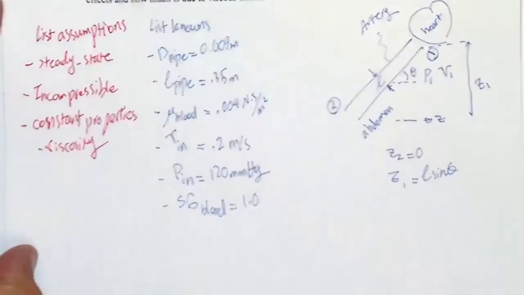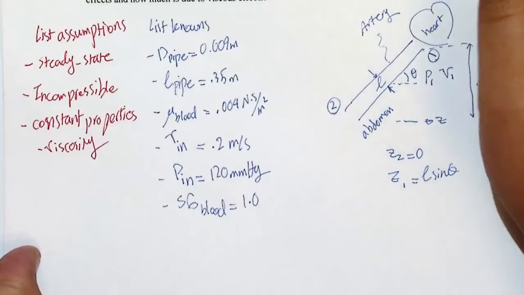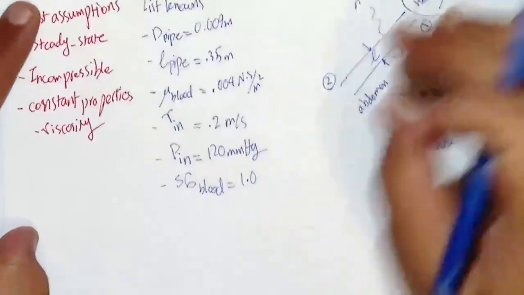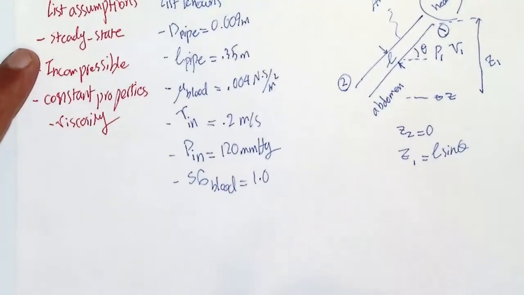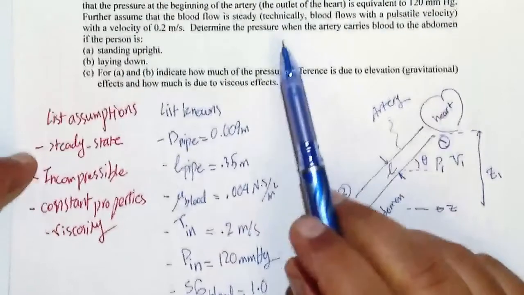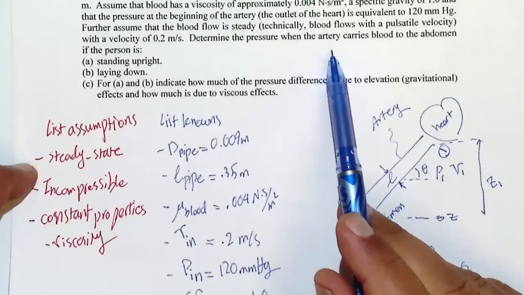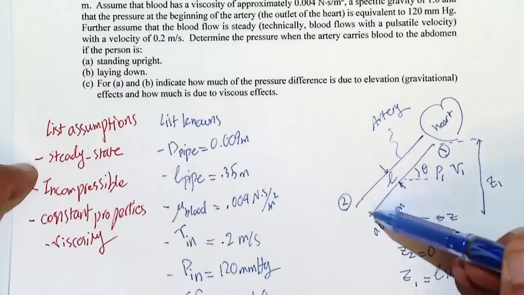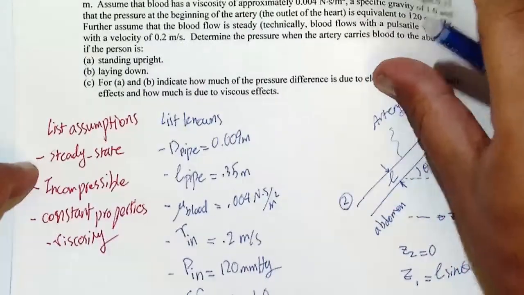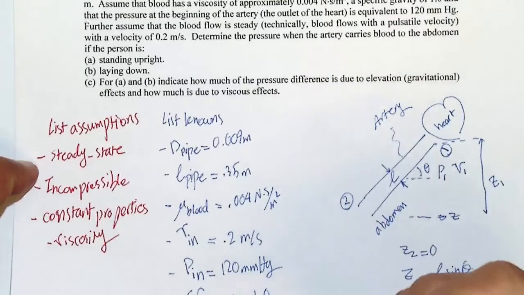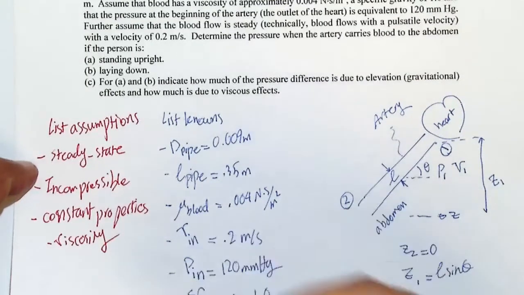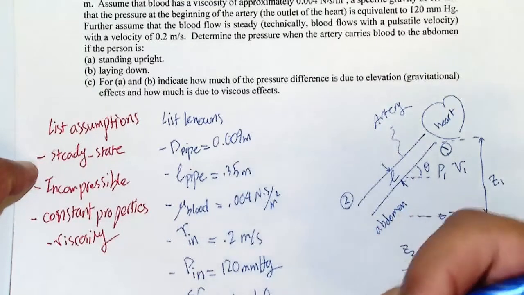What else? The P, D, V, and yes, these are all given information, right? But what is asked? It asks you to determine the pressure when the artery carries blood to the abdomen. So here it means that P2 is asked, but in different conditions. First is standing, upright. B is lying down, and for C you can answer when you answer parts A and B, you have to know which one is because of the gravitational term and which one is due to the viscosity effect.